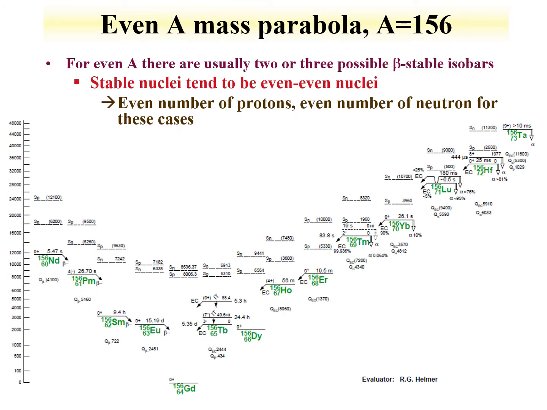Previous slides show an example of the A157. Here's an example of the A156 mass parabola. This is taken from the table of the isotopes. What we want to show here is that there are two stable nuclei within this trend. And again, we see this mass parabola is going to give a lot more information. We see the beta decay here. So neodymium, promethium, samarium, europium, gadolinium. We're going up in Z, and then here we're going down in Z from tantalum all the way to gadolinium.